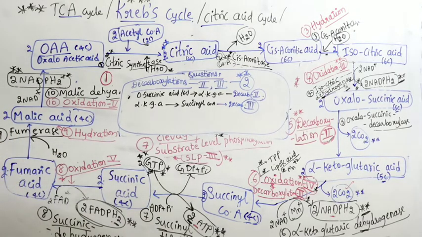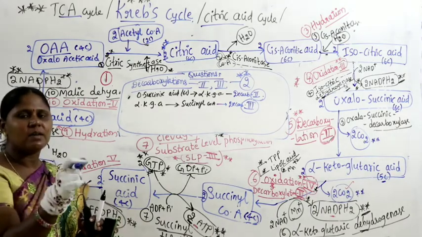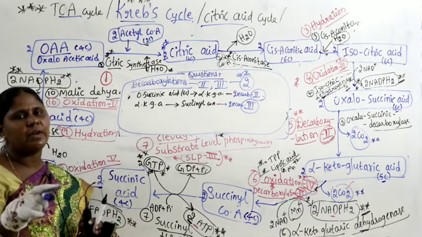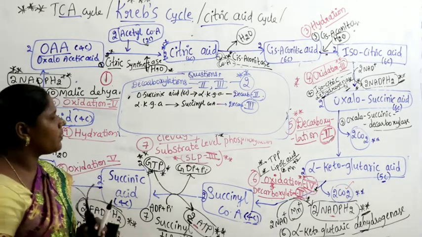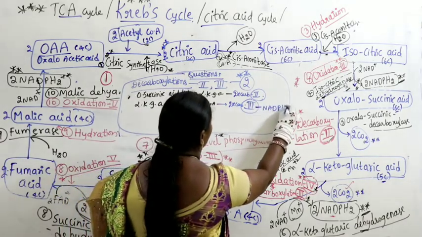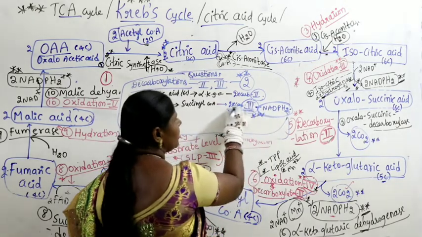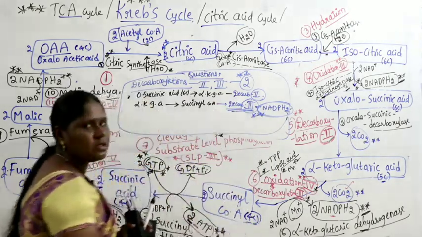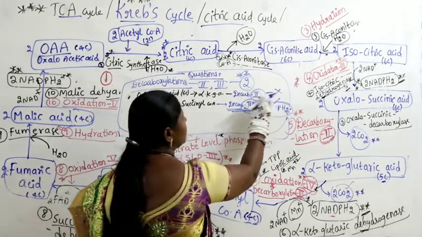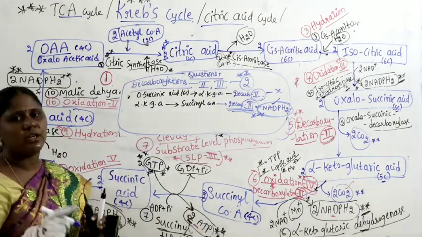In which decarboxylation is there NADPH2? Suppose they ask which decarboxylation reaction of the Krebs cycle produces NADPH2. NADPH2 is produced in decarboxylation number 3, not number 2, because there is no NADPH2 in decarboxylation number 2. Like that, in each and every step make sure that you check that.